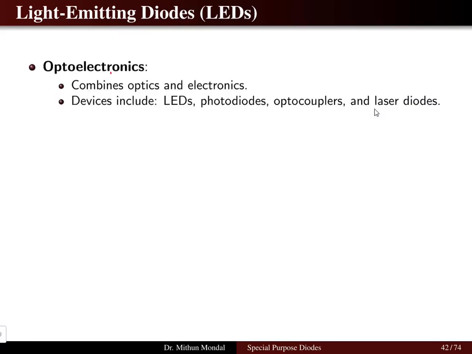What are optoelectronic devices? Optoelectronic devices are those devices which combine the principle of optics, meaning light, and the fundamentals of electronics. So you have a combination of optics and electronics, and that gives you the device known as optoelectronic devices. Examples are the LEDs, which are the light emitting diodes, the photodiodes, optocouplers, and the laser diodes, which come under the category of optoelectronic devices.